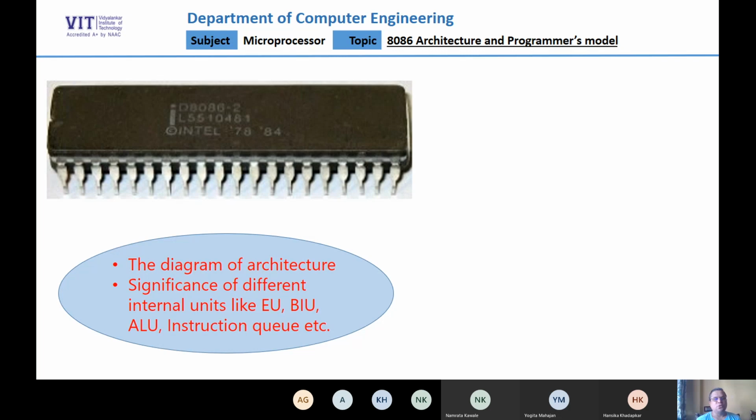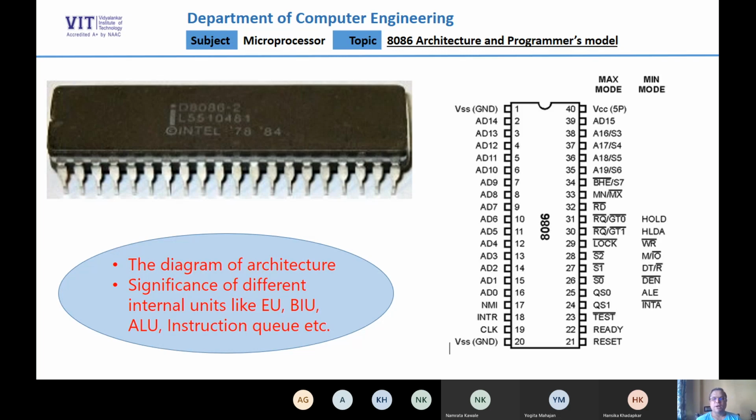If you explain these four blocks of the 8086 processor, that completes the answer to the question, explain the architecture of the 8086 processor. But architecture also consists of one more thing, called the programmer's model or register set, present in 8086. So we need to cover that also.